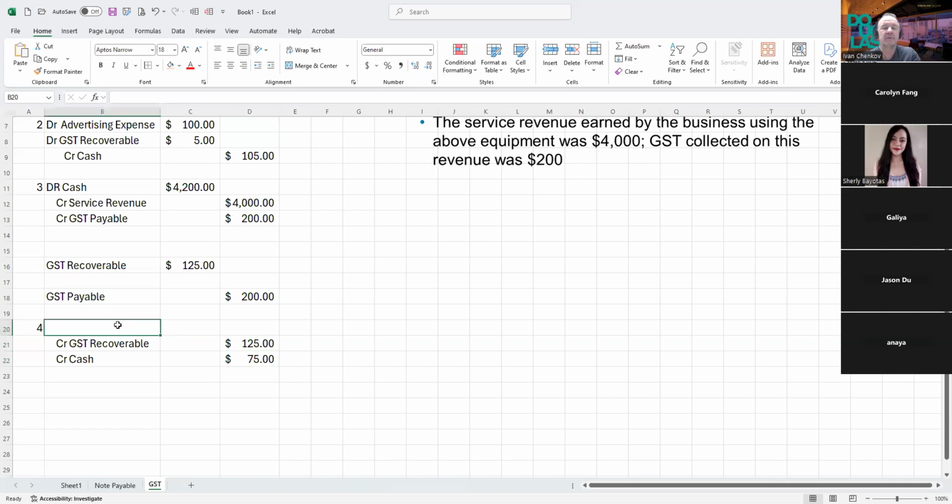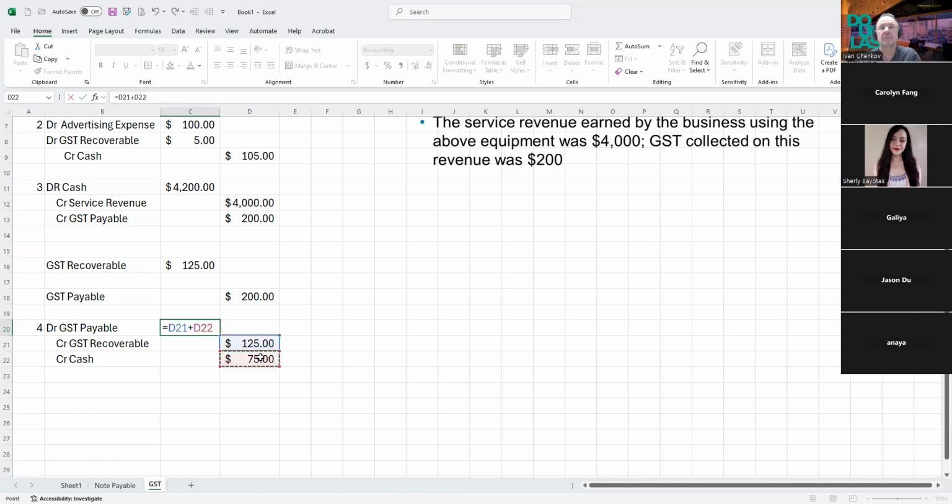Where is the debit going to go now? The debit is going to clear the GST payable, and that will be exactly the $200. Are we in balance? Yes. After I do this entry, how much is my GST payable?